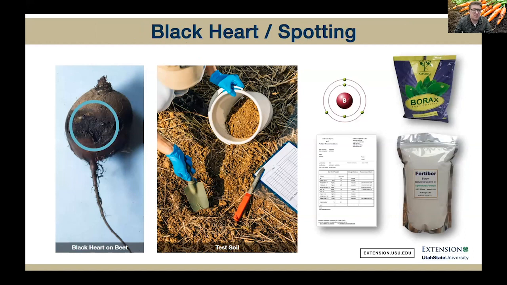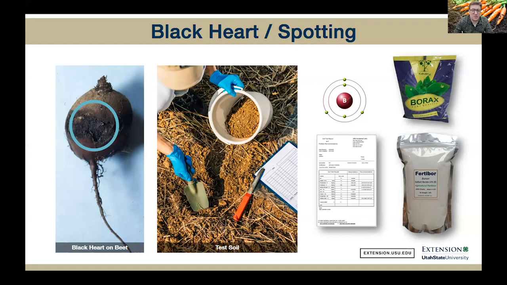So what I have here is called black heart or spotting. And this is an issue on beets and rutabaga. Basically the symptoms include strapped leaves or dark spots in the leaves. But then you can have this hard black spot on the root. So you can see in the circle this ugly black spot on our beet. This is called the black heart.